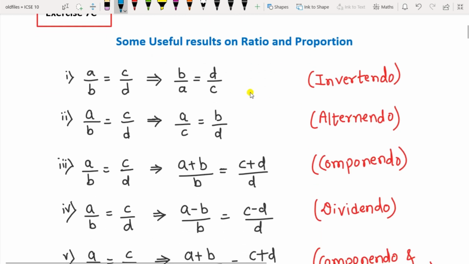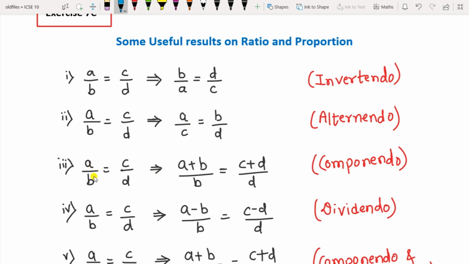So what are some of the useful results on ratio and proportion? First one is a by b equal to c by d. If you invert these ratios, it will be b by a equal to d by c. It is called invertendo. Second, given the ratio a by b equal to c by d, if you change the denominator of the first ratio to the numerator of the second ratio, it will become a by c equal to b by d. It is called alternando.